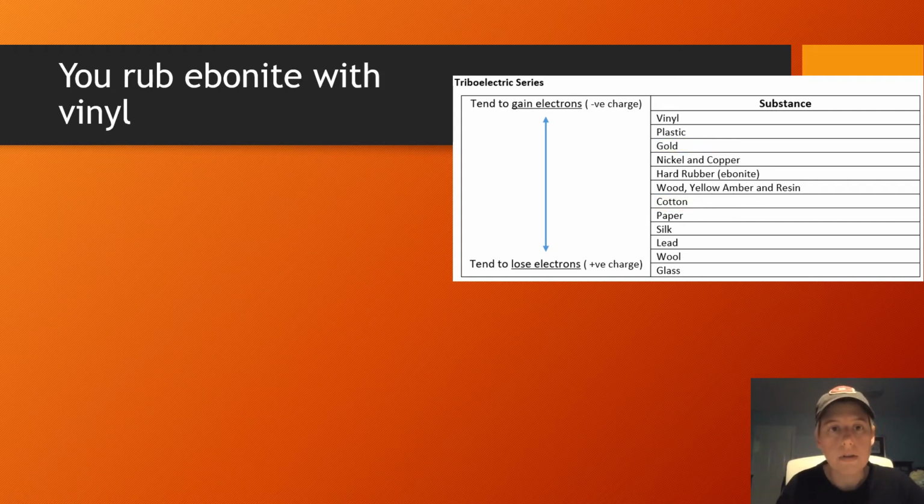So we have another example, ebonite and vinyl. So we're going to look at our chart. We see that ebonite is right here. Vinyl is right here. So in this situation, vinyl is going to obtain the negative charge and ebonite is going to obtain the positive charge. And what's really important is that it's always situation specific. So what happens in one situation might not happen in a different situation, and you really need to look at what's happening in the two materials that you're rubbing with each other. So we're going to look at one more example.